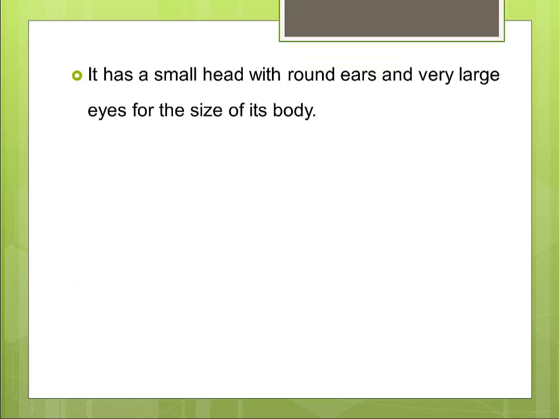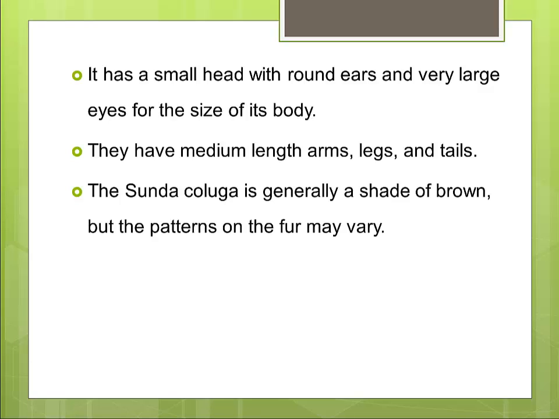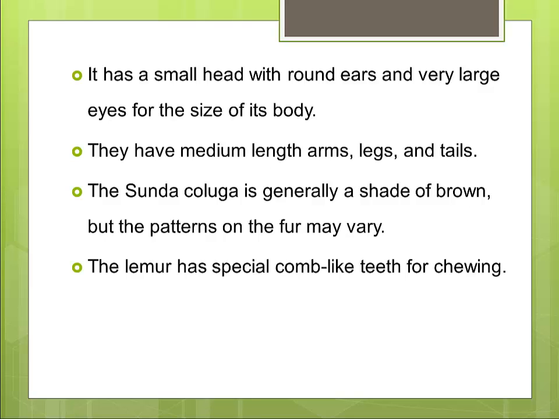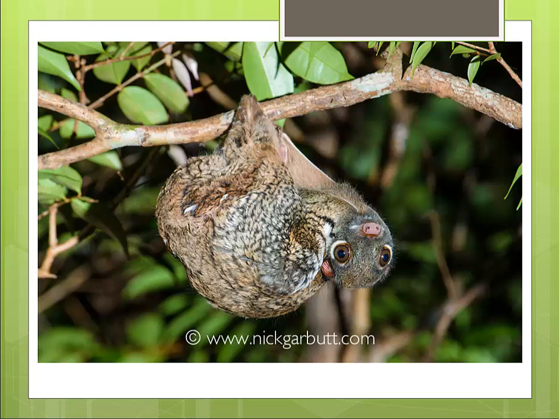It has a small head with round ears and very large eyes for the size of its body. They have medium-length arms, legs, and tails. The Sunda-Kaluga is generally a shade of brown, but the patterns on the fur may vary. The lemur has special comb-like teeth for chewing. The Sunda-Kaluga has a very interesting and unique look. And there he is.